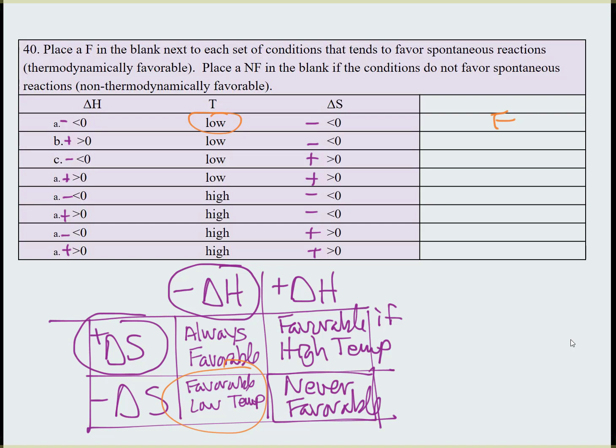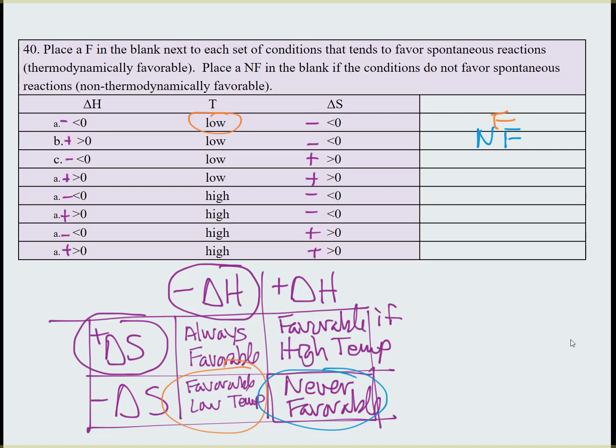And then let's go to the next one. I'm going to run out of colors really soon. So this one has a plus delta H and a minus delta S. So we can see it's never favorable. It doesn't matter what temperature is, low or high. So it's going to be not favorable.